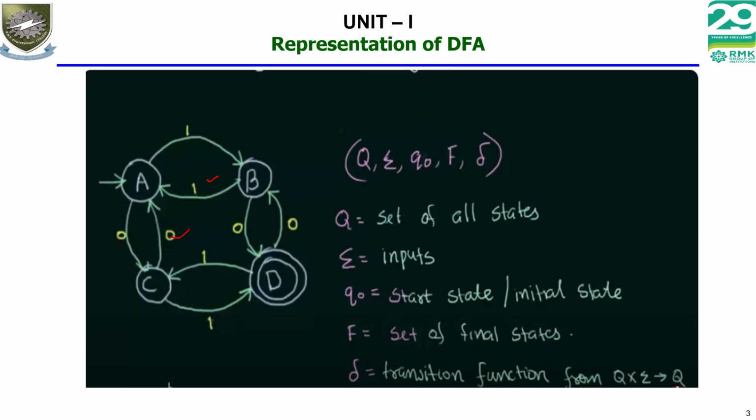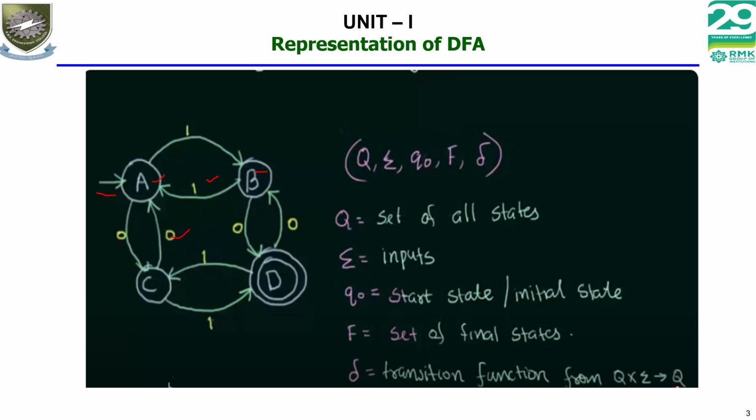From this diagram, we need to identify the source and the destination. The source is also called the initial state. So the input from nowhere is called the initial state or the start state. This double circle state is denoted as the final state. So in this example, we have four states: A, B, C and D. So this is the representation of DFA.